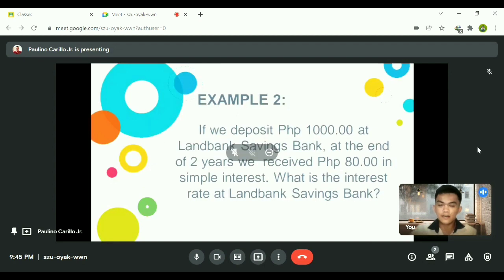Now, let's have example number 2. If we deposit 1,000 pesos at Land Bank Savings Bank, at the end of 2 years, we receive 80 pesos in simple interest. Now, what is the interest rate of Land Bank Savings Bank? As I have said, understand the problem, find what is being asked, and find the given information in the problem. So let's have the solution.